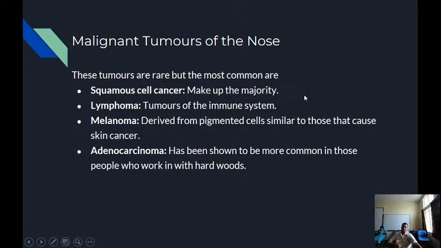Lymphomas are, as I told you, tumors of the immune system, and melanomas are derived from the pigment cells, similar to those that cause skin melanomas. Then the adenocarcinomas have been shown to be more common in those people who work with hardwoods.